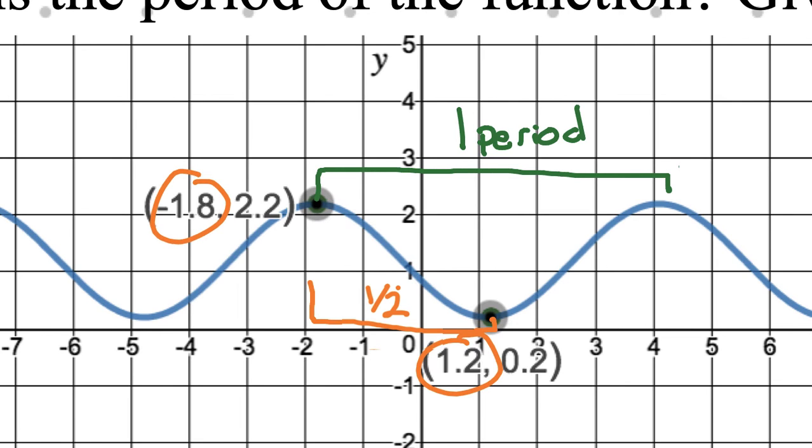Okay, so the question now is, what is this x distance? How far is it from here to here? What is that distance? And notice I'm not going like this, not the y direction, the x direction. So the x coordinates, I'm going to do 1.2 minus negative 1.8. Write it off to the side.